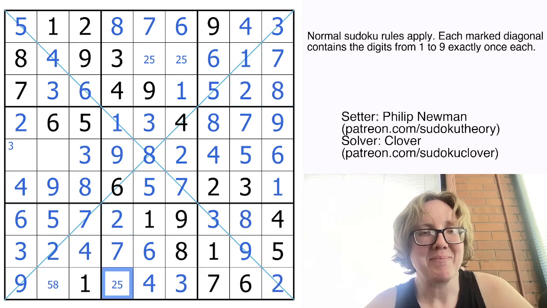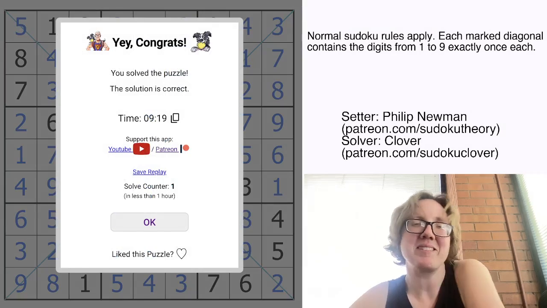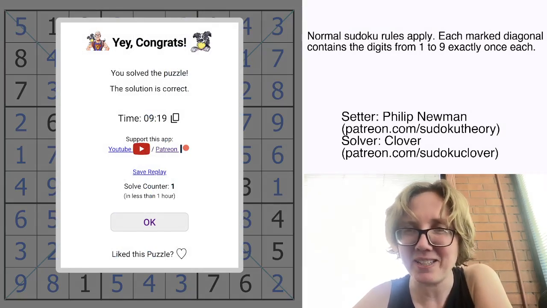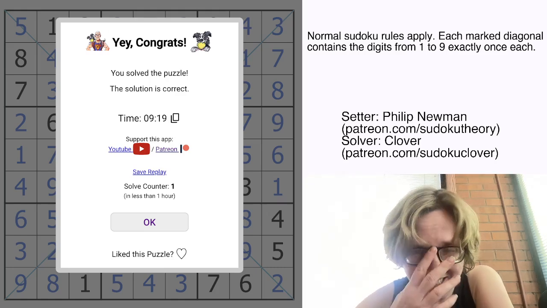Awesome. I'm really enjoying this run of Philip puzzles. These are great. I think he's intentionally been leaning away from including symmetry in his puzzles a little bit, which is fun. It's refreshing. I'm really enjoying it. Anyways, that's how you solve Philip's as of yet untitled diagonal Sudoku.